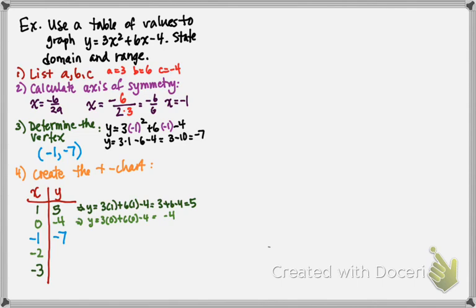Okay, so let's do negative 2. And I have 3 times negative 2 squared. I forgot to write squareds here. And then plus 6 times negative 2 minus 4. And we're going to get negative 2 squared is 4. 4 times 3 is 12. 6 times negative 2 is negative 12.